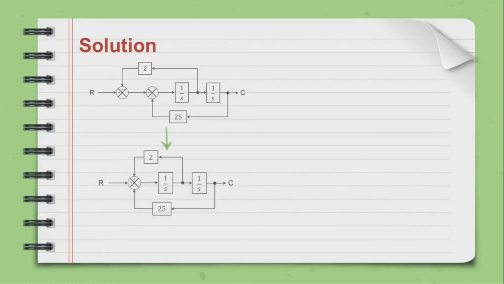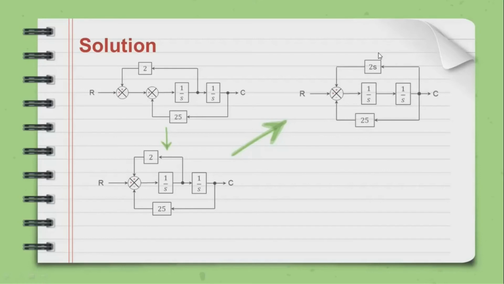First is to have a common comparator. As you have noticed, the comparator here still has the same operation as before, like the operation from R to the comparator, which is addition, and the operation from the above block, these two here, which is addition, and lastly, this below block here, this 25, which is subtraction.